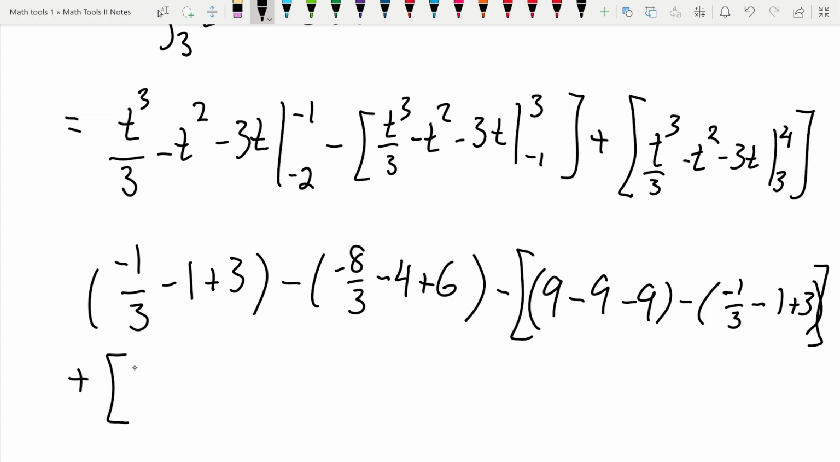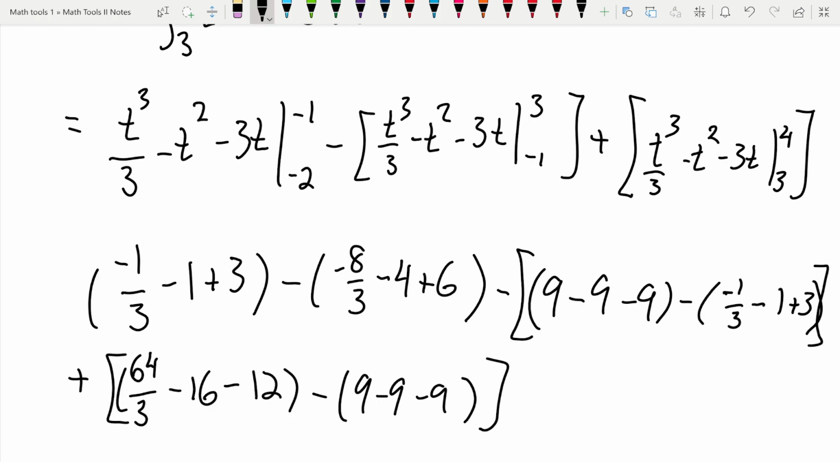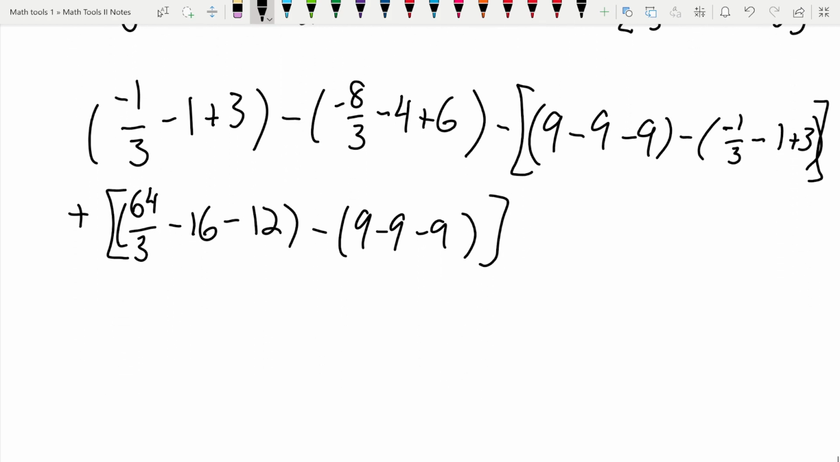64 over 3, that's not divisible, right? So minus 16 minus 12, and then minus, plugging in 3 now, 9 minus 9 minus 9. Okay. So I'll go back and make sure I didn't make any mistakes on this, and I'll update at the end if I did. I'll just roll with it for now. So this is 2 minus 1 third, which will give us 5 thirds.